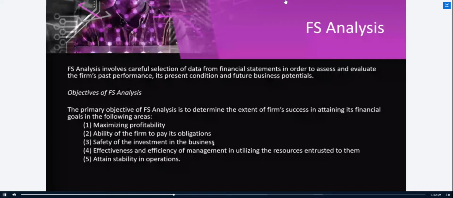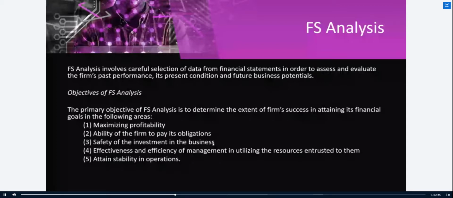So the objectives of financial statement analysis are, number one, maximize profitability. Check the ability of the firm to pay its obligations, safety of the investment in the business, assess the effectiveness and efficiency of management in utilizing the resources entrusted to them, and attain stability in operations.